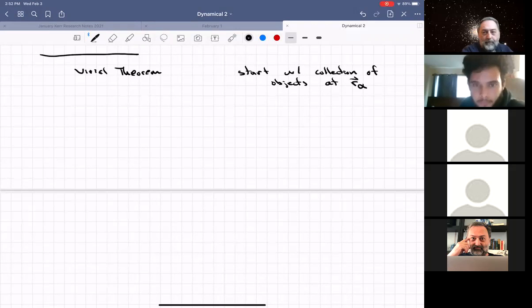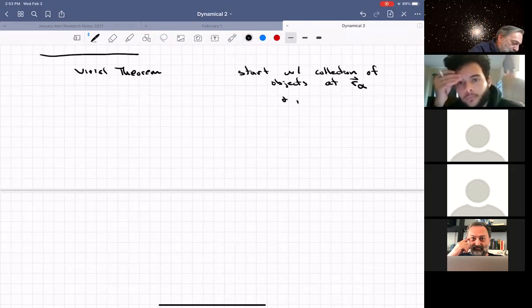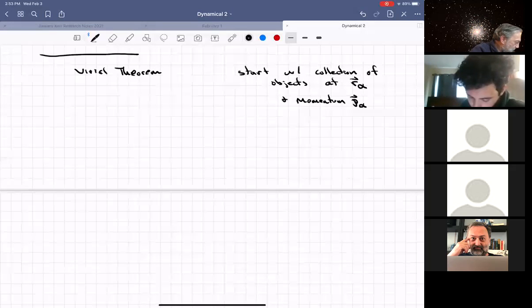So I have some collection of objects, and R vector locates the position of each of those objects. So R vector alpha is the collection of vectors that locate all my objects. And I'm going to let them have momentum P alpha. So these are some collections of the positions and momentums.